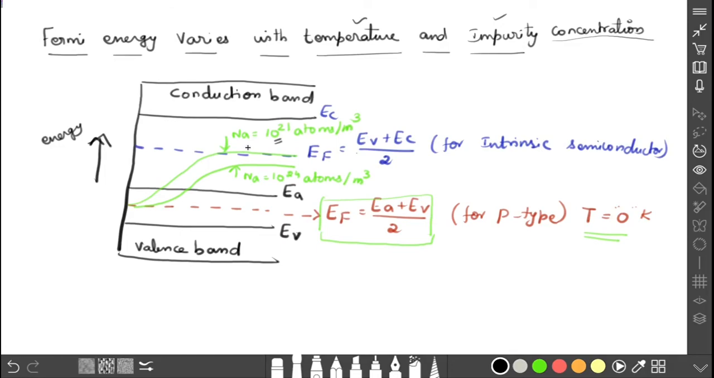I hope you understand this variation as well as the expression for Fermi energy for p-type semiconductor. So please go through this derivation part. If you find any difficulty anyway, you can ask in the comment box.